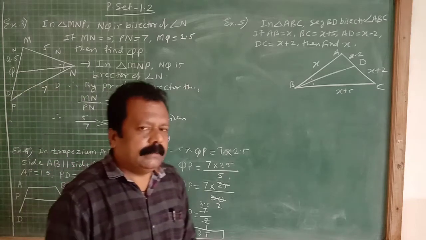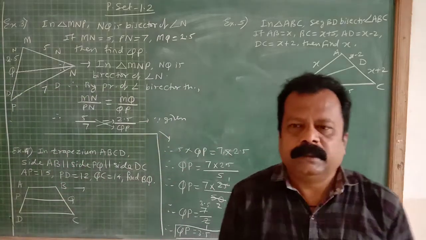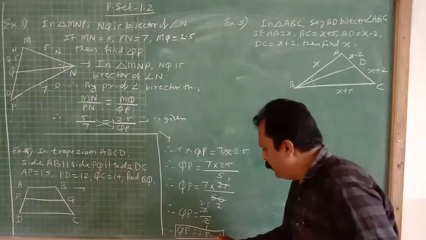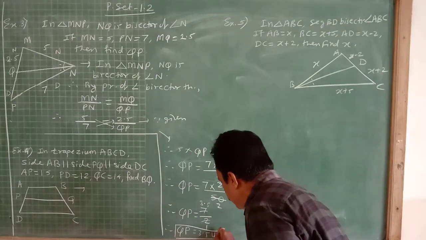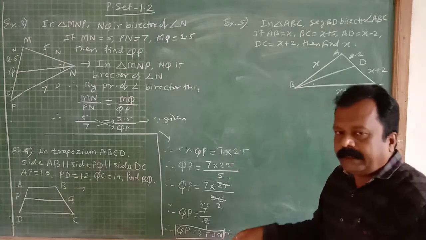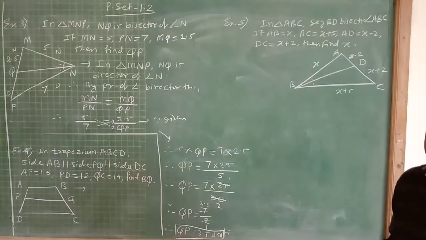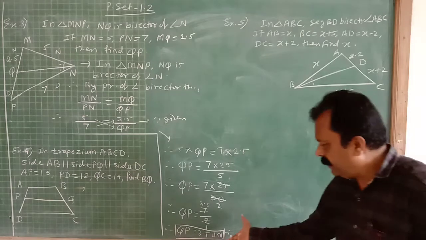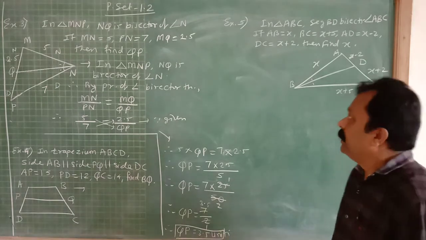Now fill in the values, take cross multiplication, find the answer. If a unit is there, then write the unit. Otherwise, you can write units. Like this, we can get into the habit of it. This is the way to the right answer.